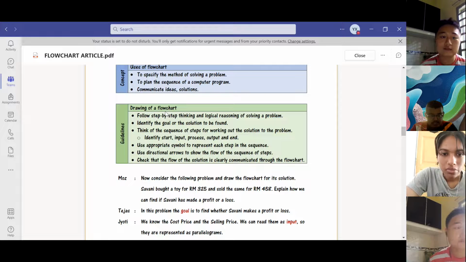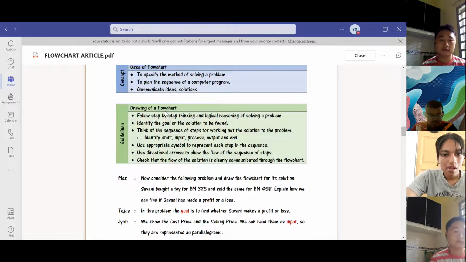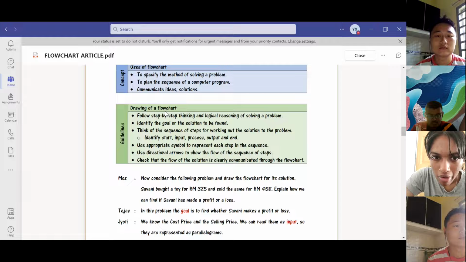The guidelines of drawing a flowchart are: firstly, follow step-by-step thinking and logical reasoning of solving a problem. Secondly, identify the goal or the solution to be found. Thirdly, think of the sequence of steps for working out the solution to the problem. For example, identify start, input, process, output, and end.